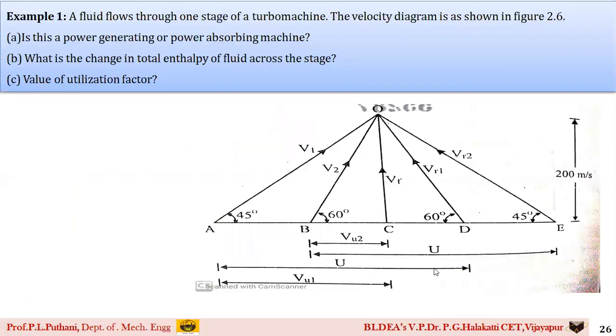Now, let us see one simple problem, which you can see on the screen right now. We have a fluid which is passing through one stage of a turbomachine. One stage of a turbomachine means there is one set of rotor blade and one stator blade. A set of rotor and stator blades together makes one stage of a turbomachine. The velocity diagram is already given in this figure, which you can see here.